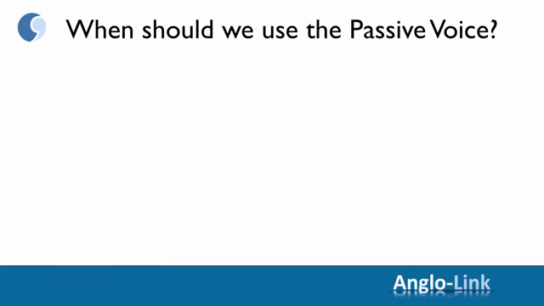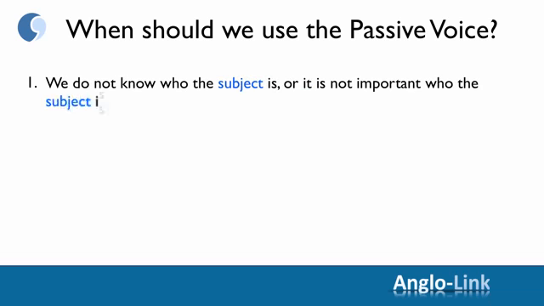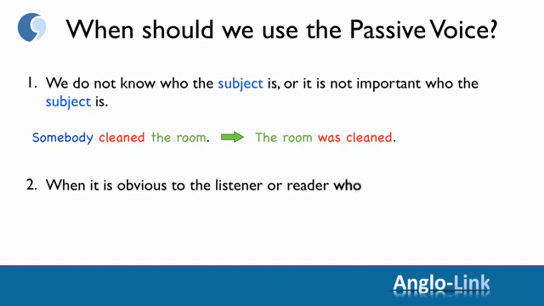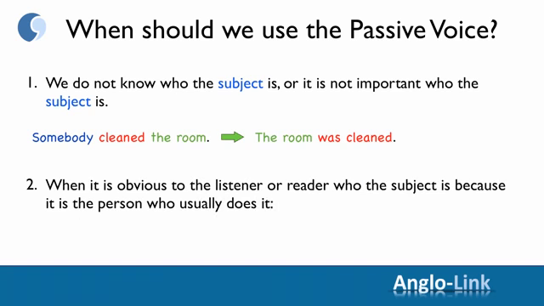Right, let's have a look at when we should use the passive voice. There are two main cases. Firstly, when we do not know who the subject is, or it's not important who the subject is. For example, somebody cleaned the room. The room was cleaned. Or when it is obvious to the listener or reader who the subject is, because it is the person who usually does it. The cleaner cleaned the room. The room was cleaned.